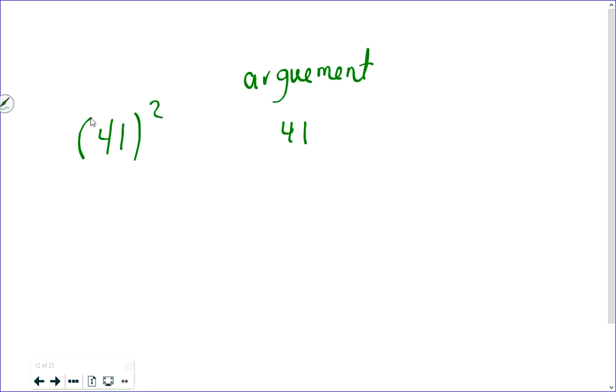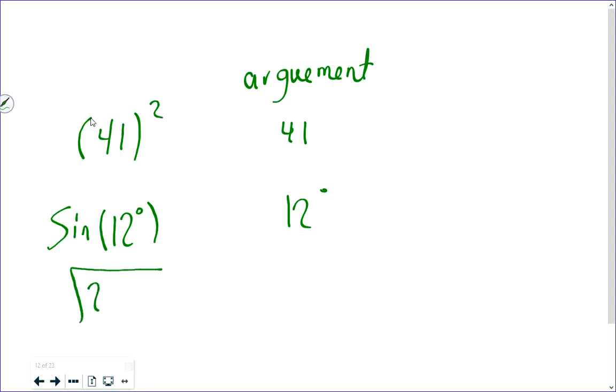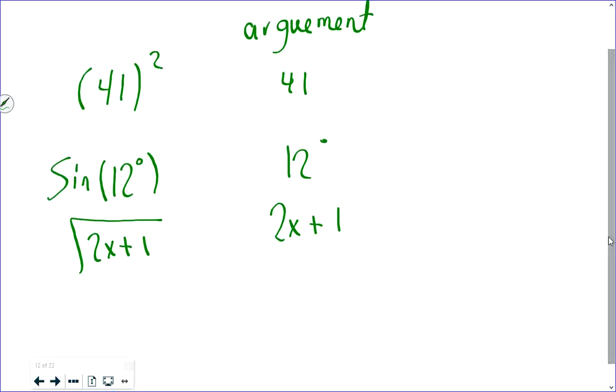If I said to you, we're going to do a mathematical operation of the sine of 12 degrees, the argument is 12 degrees. It's the thing you're operating on. It's the thing that the function is being applied to. The square root of 2x plus 1, the argument is 2x plus 1. The absolute value of 3 minus x, the argument is 3 minus x.